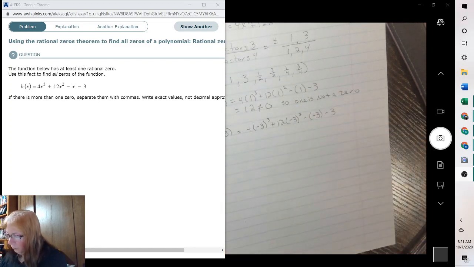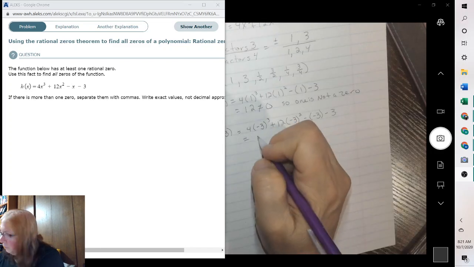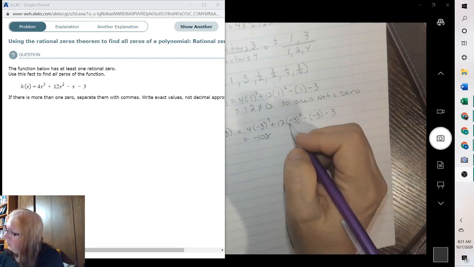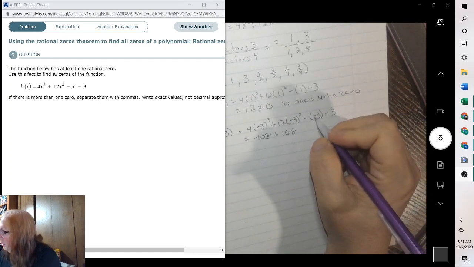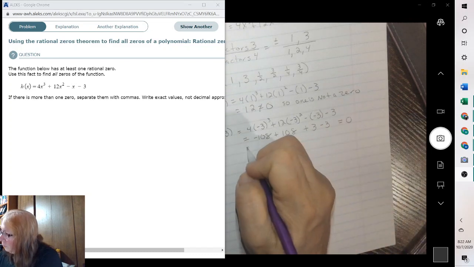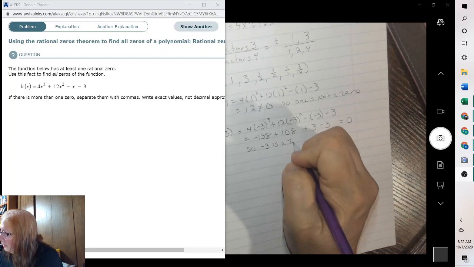And so if we plug in negative 3, we get 0. So if you calculate all of this, calculating just this one, negative 3 cubed times 4 is a negative 108. Negative 3 squared times 12 is a positive 108. Negative and negative is a positive 3 and a minus 3, which equals 0. So negative 3 is a 0.